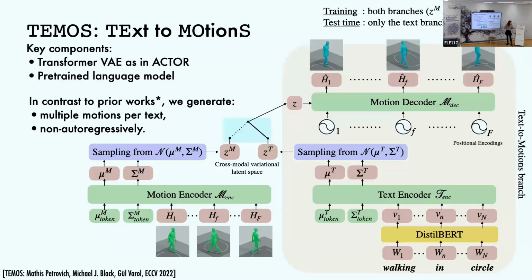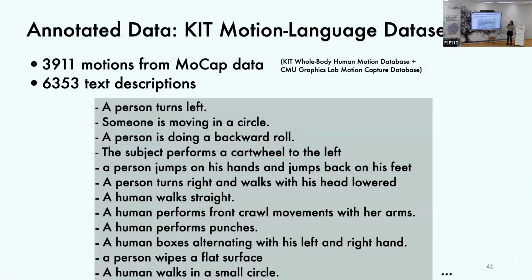The difference from prior works is really to make this probabilistic, because all the other works were doing text to motion as if it's a deterministic problem, with only one motion. And for the data, there's the KIT Motion-Language dataset, which at the time was one of the two. It has annotated text for 4,000 motions that are clean motion capture motions.